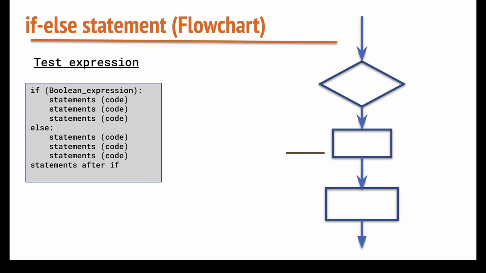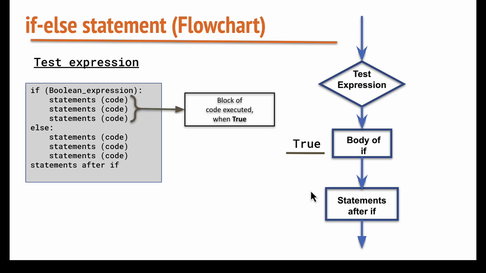So once again, we have a diamond shape, which is going to be a decision, so it's some kind of condition. Our rectangles here are going to perform a certain specific block of code or a certain element to execute. As you can see, it's basically starting out as a simple if statement. So we still have our test expression, and if the test expression evaluates to be true, then we're going to do the body of the if.